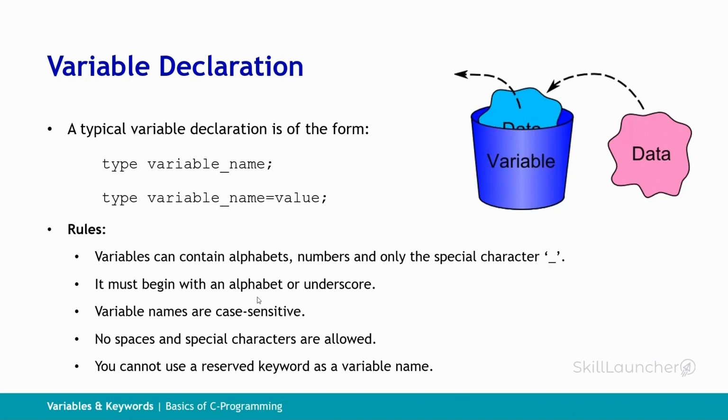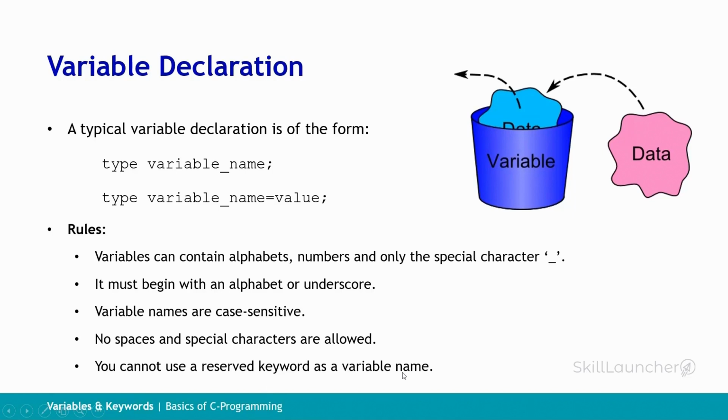Variable names are case sensitive. If we write a variable name as lowercase a, it would be different from a variable named as uppercase A. So variable names are case sensitive. No spaces are allowed in between a variable name, and no other special characters are allowed other than underscore. We cannot use a reserved keyword as a variable name.